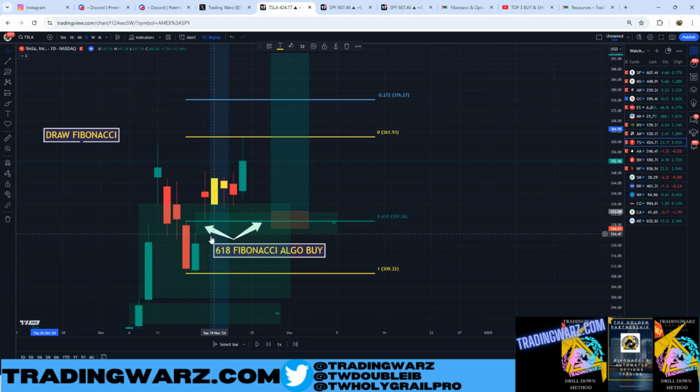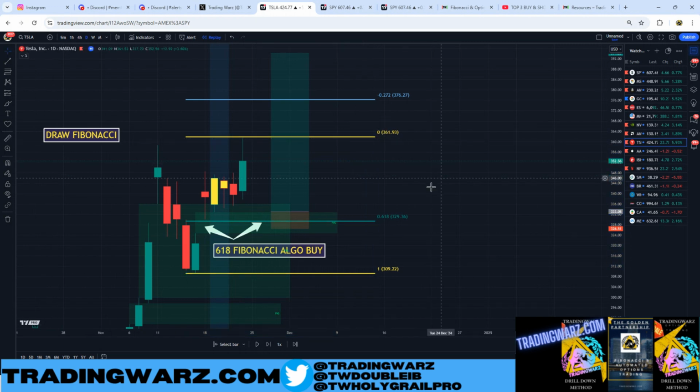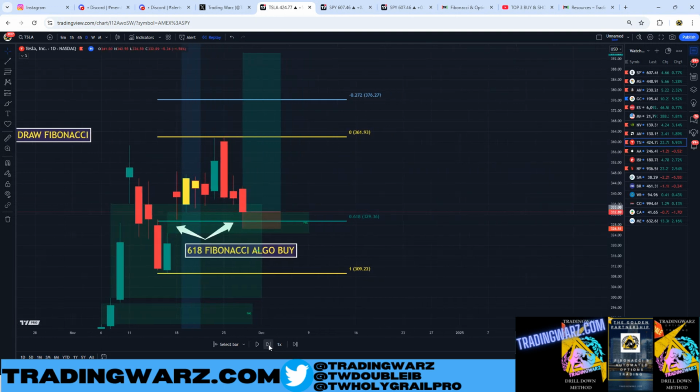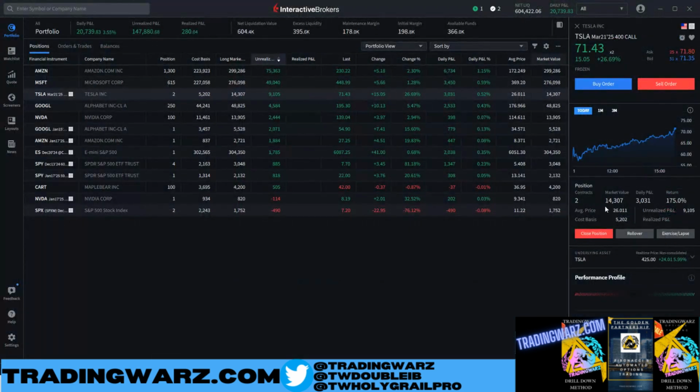So we take our Fibonacci from the low to high, okay? This represents an increase of roughly 16.7%, okay? And then we have our 618, 329.36 waiting for the fill, and then we get filled. So we get filled, and then the second contract that I purchased was lower than the first contract, and it brings my average down to 26,011, okay?